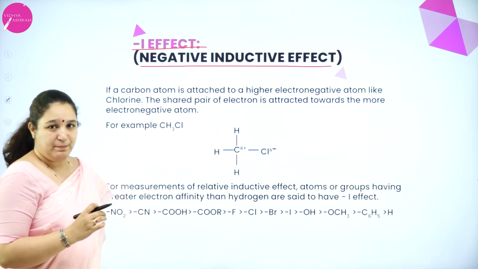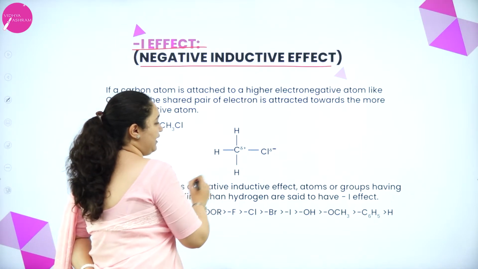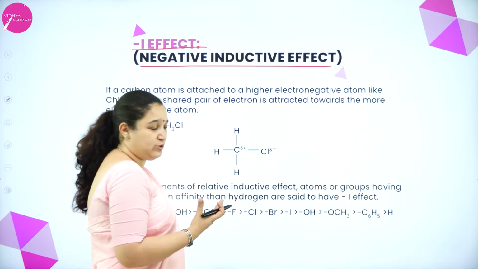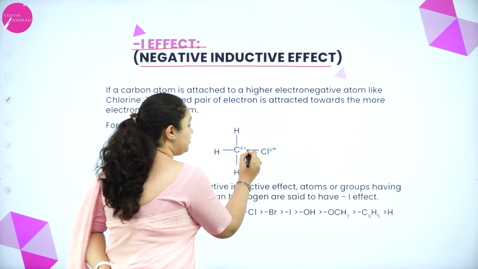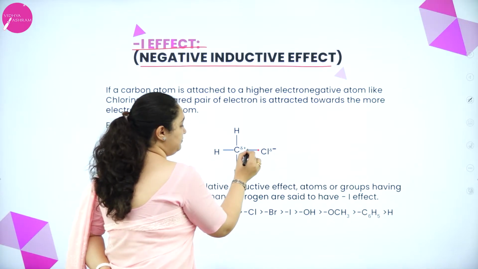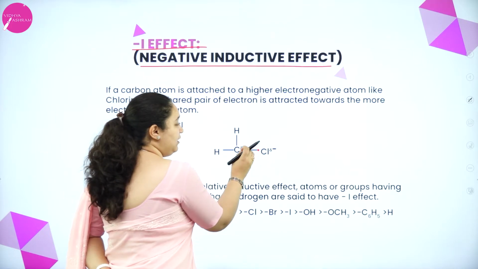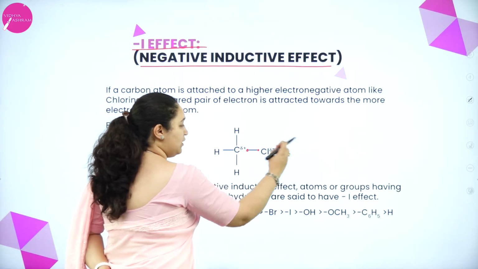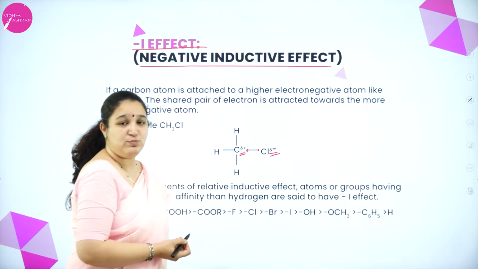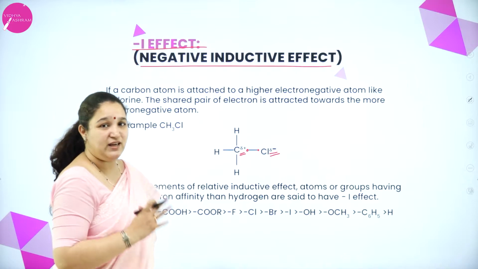Now again, for example, CH3Cl we have taken carbon with 3 hydrogen and it is bonded with chlorine. Now chlorine is more electronegative, so this electron pair what we have here, two electrons what we have here, okay, which is shared by carbon and chlorine, is slightly more pulled towards chlorine. So chlorine gets the partial negative charge, carbon gets the partial positive charge. This effect is called minus I effect.